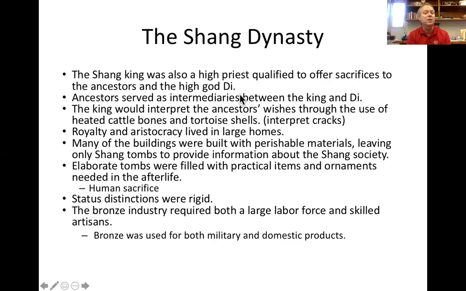Shang kings consider themselves to be high priests who were in contact with the various gods and goddesses within China. It's a polytheistic world, especially the chief god Di. And what they would do is communicate with the chief god Di through their ancestors.